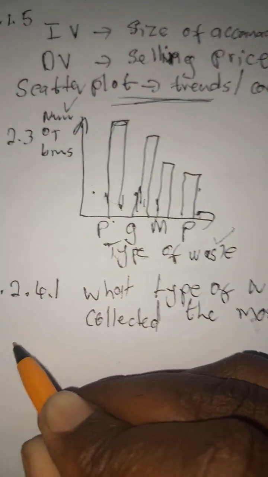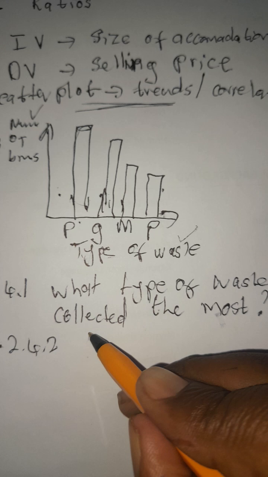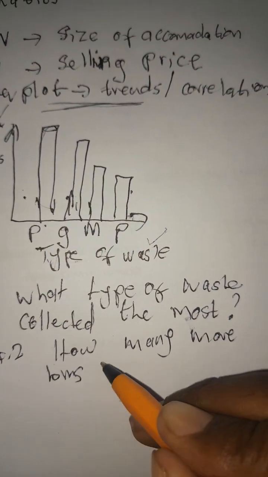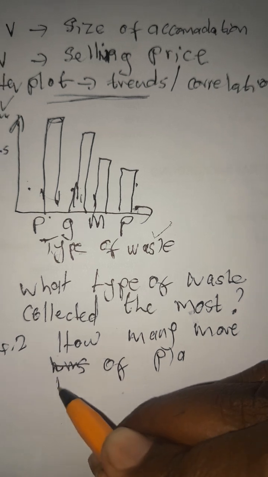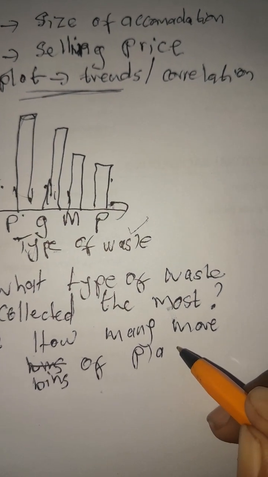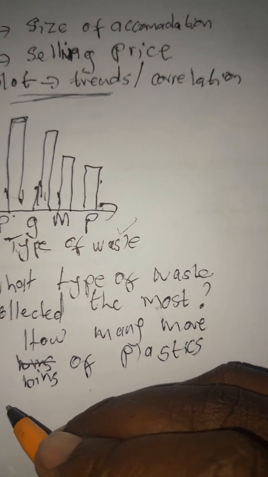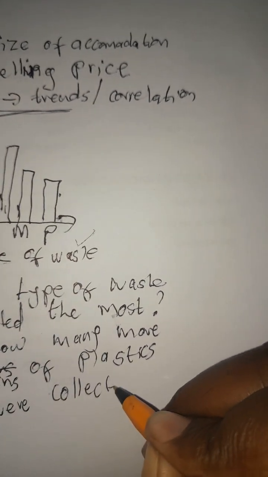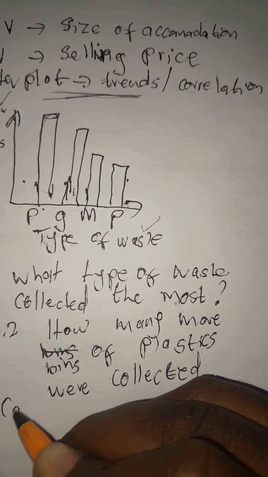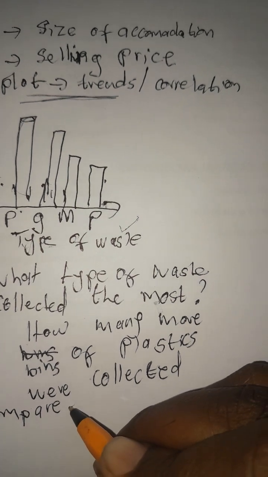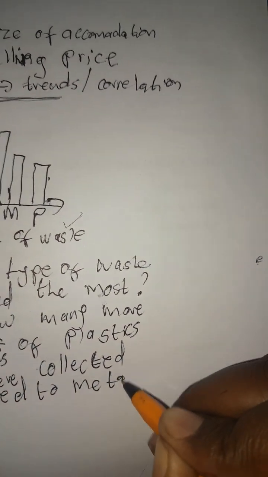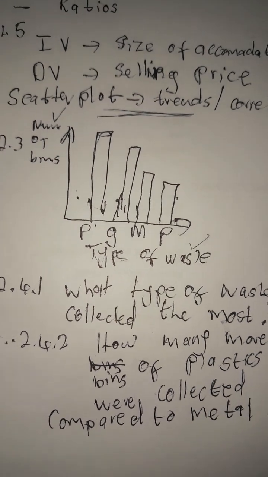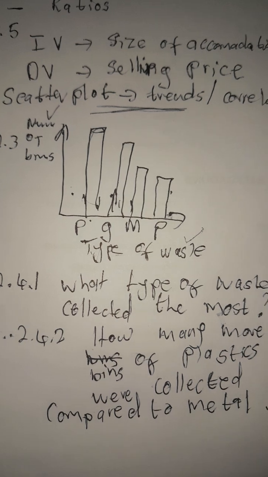So then I get a mark. At 1.2.4.2, I'll also say, how many more bins of plastics were collected compared to metal? Then I put a question mark. So these are the questions that I may have asked in this question, right? So that's the end of question one.